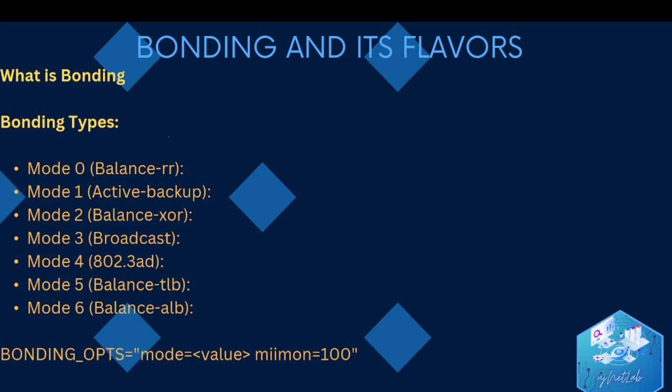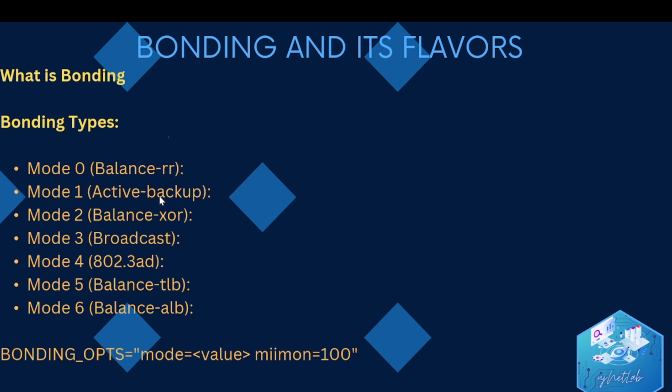So we have different flavors of bonding. Mostly the most popular are round robin, active backup, and mode 4. For example, round robin is like a race mode. Packets are sent sequentially across each interface. For example, first it will go to Ethernet 0, then Ethernet 1, then Ethernet 0, Ethernet 1, like that in a round robin fashion. RR is round robin.